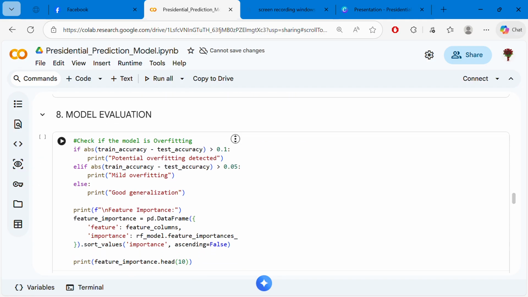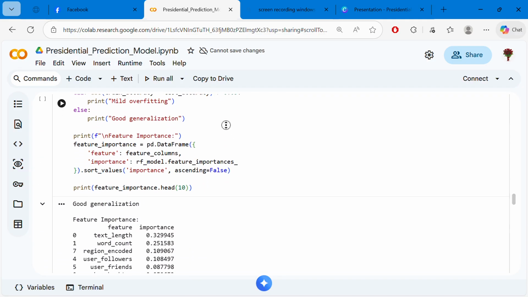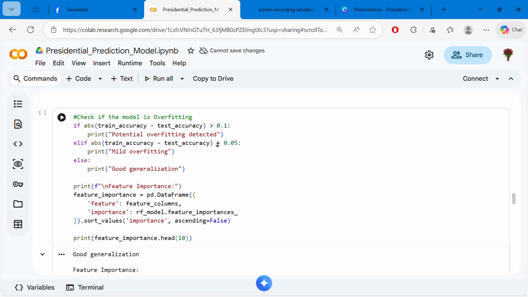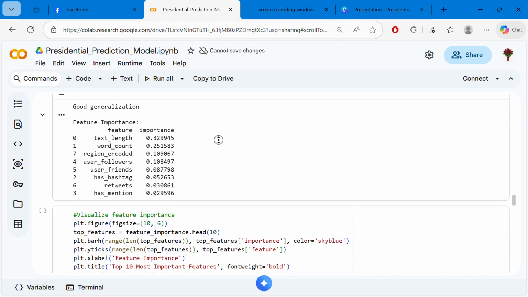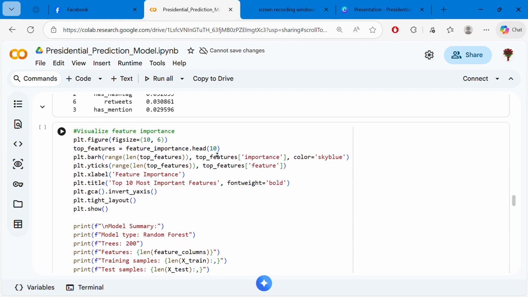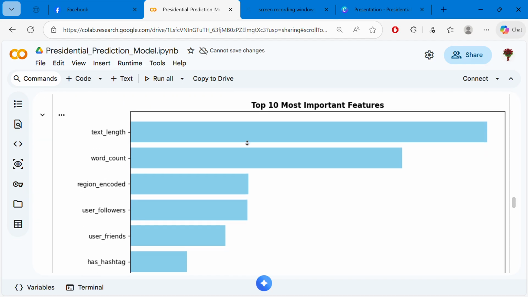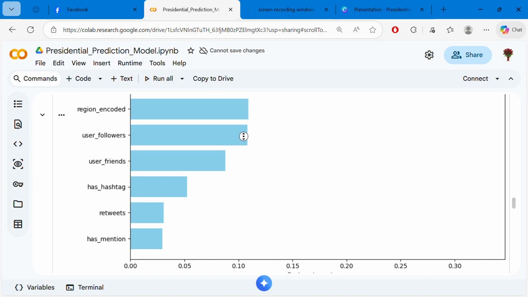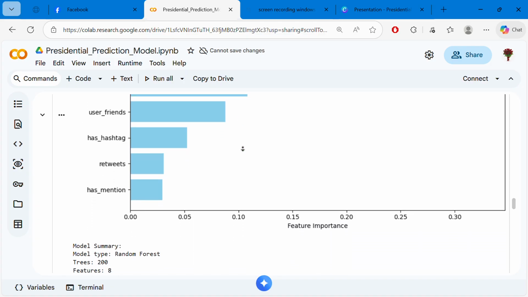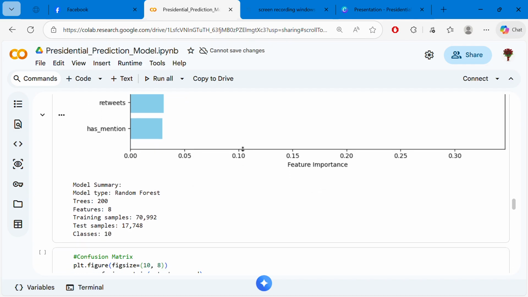We went ahead for model evaluation. For model evaluation, we checked on overfitting, leading us to analyze the feature importance. Text length was the most important in the model, then word count and the other features. Visualizing feature importance, text length was most used, followed by word count, region encoded, user followers, user friends, hashtag, retweet, and mentions, respectively.